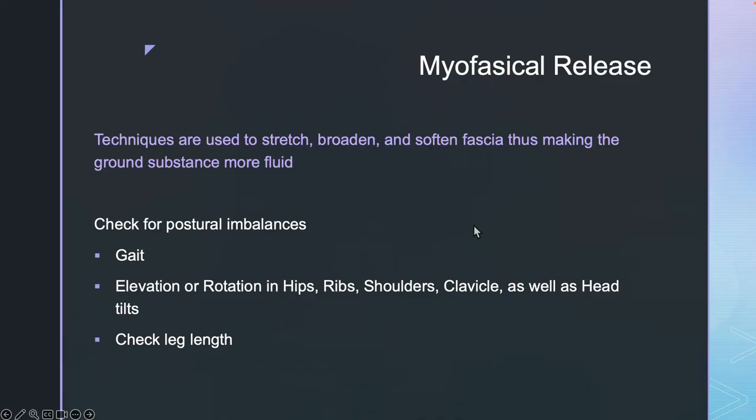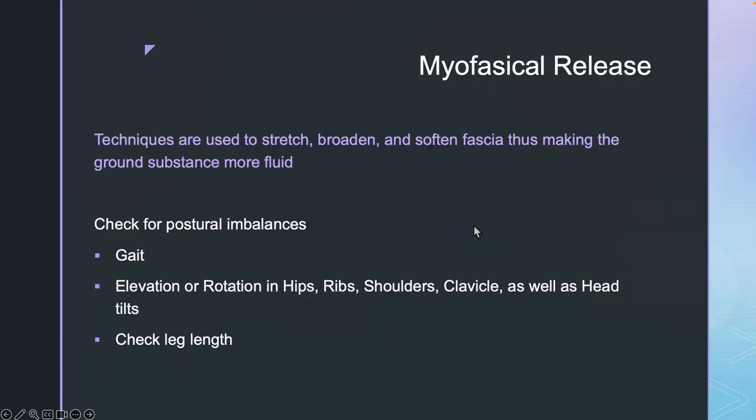So for myofascia, or for fascia, we want to look for postural imbalances. Look at how they walk, how they stand, so gait, maybe even how they run. Look for elevation in your hips, ribs, shoulders, clavicle, head tilts. Anything that looks asymmetrical. Make a mental note of that, and sometimes a note in your SOAP notes.